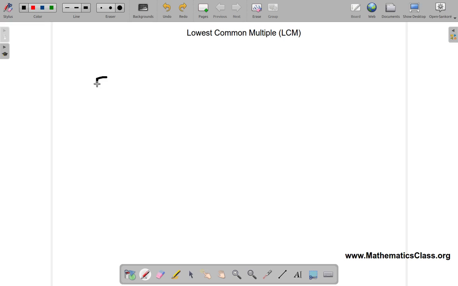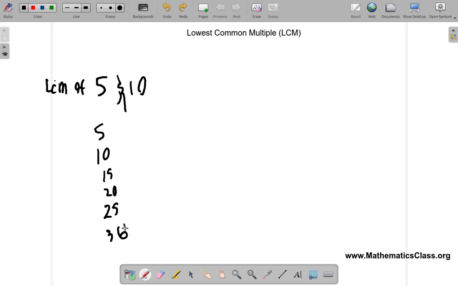We have 5 and 10. I want the LCM of 5 and 10. Now you have various multiples of 5. You have 5 itself, 10, 15, 20, 25, 30. These are some multiples of 5. What are some multiples of 10? There is 10 itself. You have 20, 30, 40, 50, and so on.